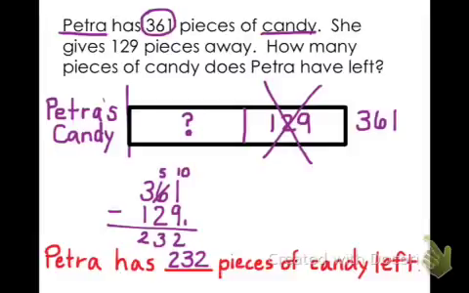I can look back at my bar and look at my story and think, does this make sense that she would have 232 pieces left? Well, 232 is less than 361, and so it does make sense.